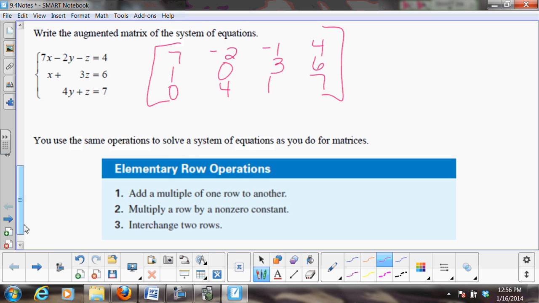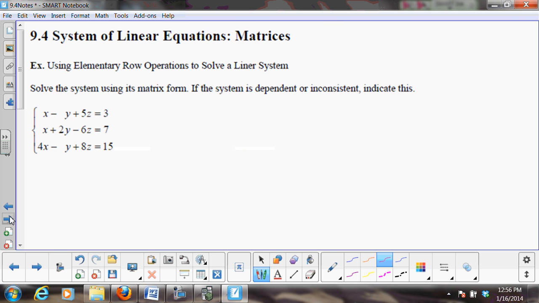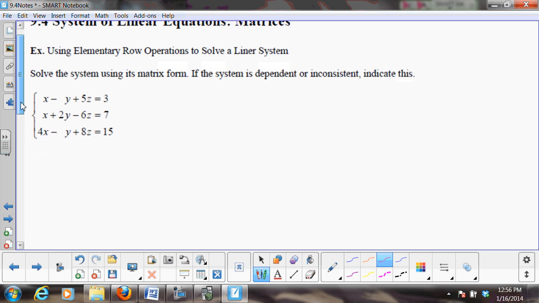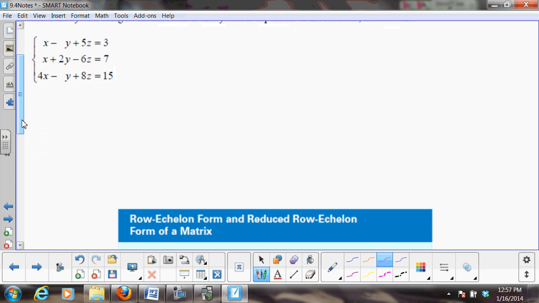You can use the same operations that you use to solve systems with matrices. So we're going to do this one as a matrix. This will probably be the only one I actually do. I'm going to write it as a matrix first. 1, 1, 4 for the first column. Remember, columns go up and down, rows go across. -1, 2, -1 for the next one. 5, -6, 8 for the third one, and then 3, 7, 15 for the last one.